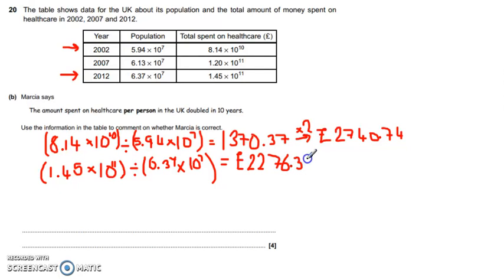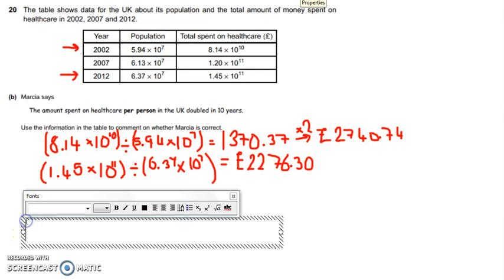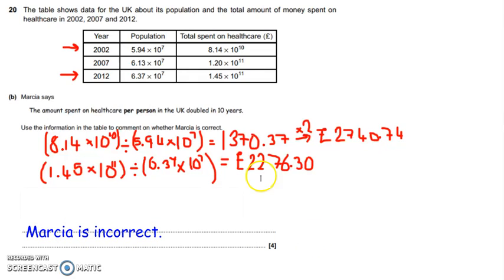So as you can see, this is the amount that was spent per person in 2012, and this is the amount that, if Marcia was correct, it should have been. So we can safely say that Marcia is incorrect, because it has not doubled in the 10 years between 2002 and 2012. And that is your answer.